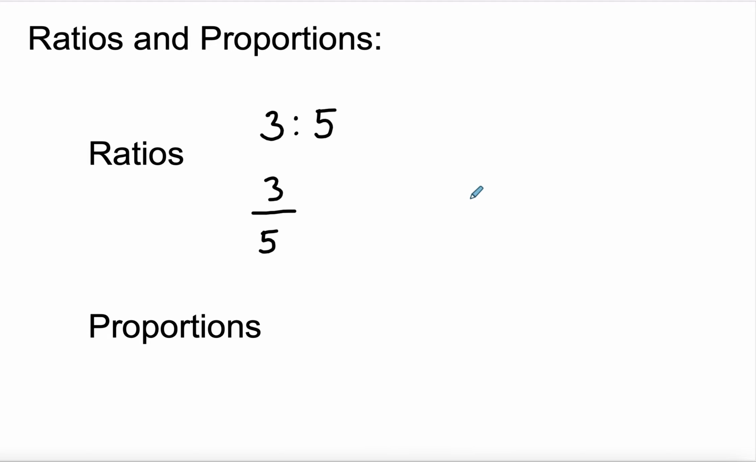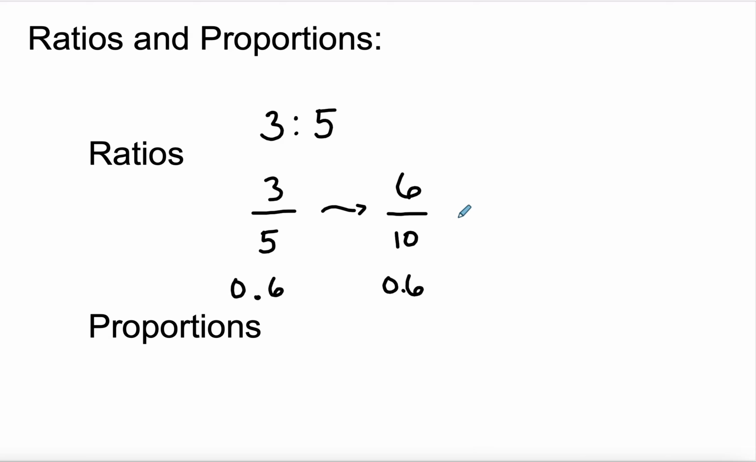Now, one thing that we do want to see is that 3 compared to 5 is the same as 6 compared to 10, right? If we multiply 3 by 2, we get to 6. If we multiply 5 by 2, we get to 10. As a decimal representation, both of these are equal to 0.6. So the value is the same, but the quantity is different.